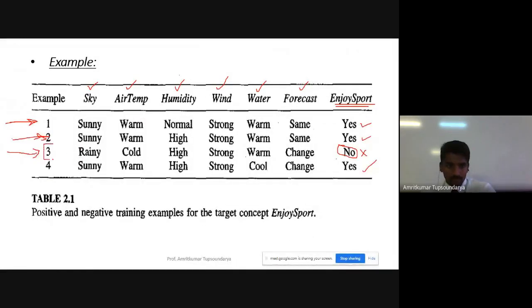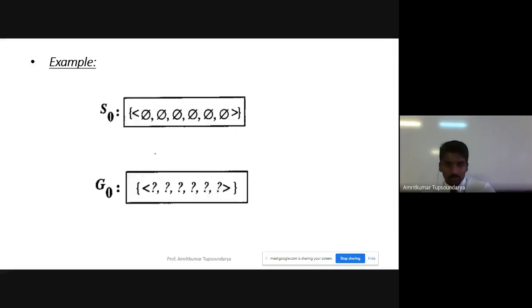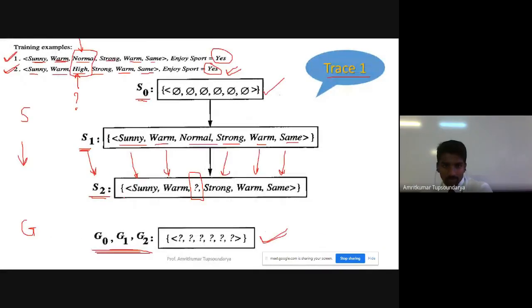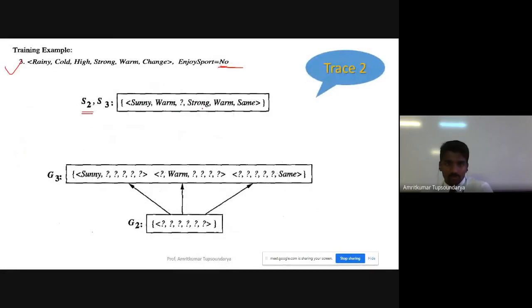So now we have this example, example number three: rainy, cold, high, strong, warm, and change, which is a negative example. So when we encounter this third training example, which is a negative training example, this is the S2. The S2 is as it is what we saw in the previous iteration, right? This is our S2: sunny, warm, question mark, strong, warm, same. So it remains the same. This is unchanged, you can say.